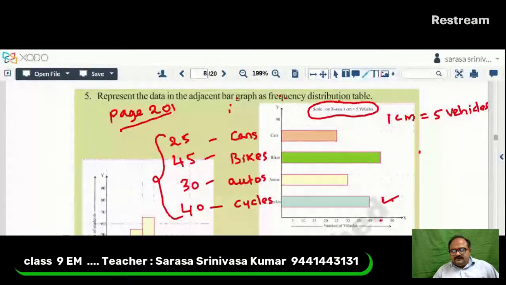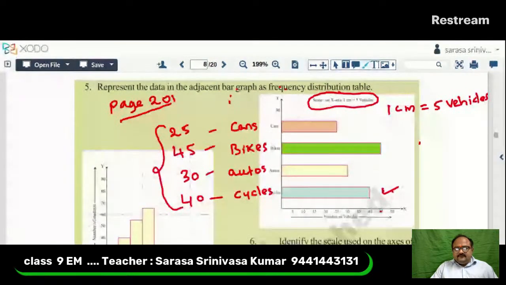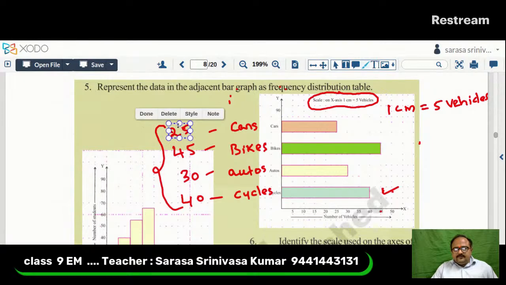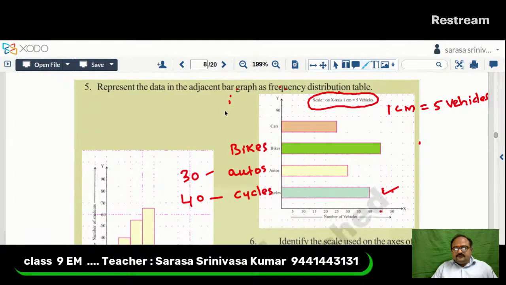So let us observe this table. Cars. How many cars are there? 25 cars. How many bikes are there? 45 bikes. Autos 30. Next cycles 40. So this is the answer for the given problem. Now we will start the next problem. The sixth problem will be started now.